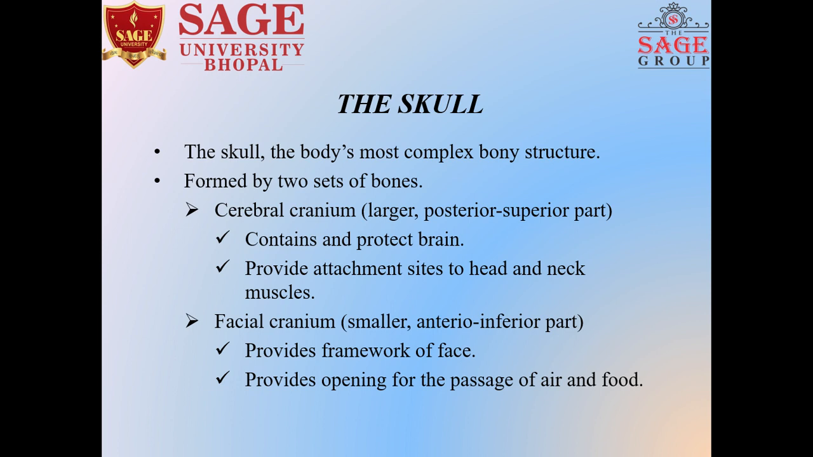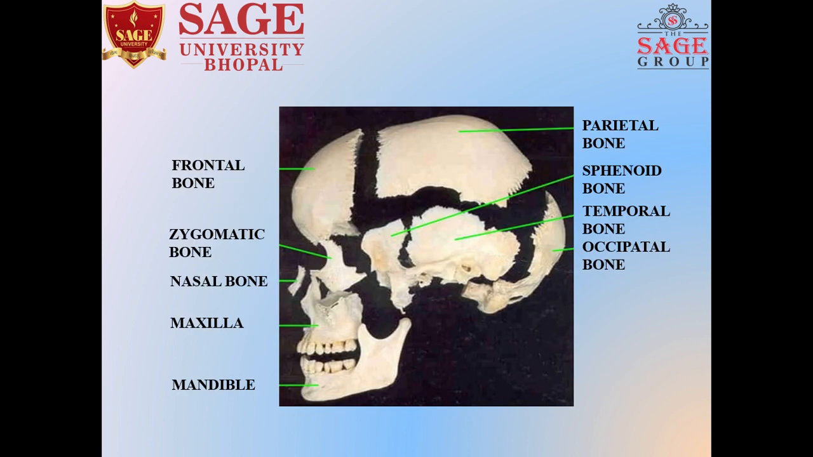The facial cranium is the smaller, anterior and inferior part. It provides the framework of the face and provides openings for the passage of air and food. This is the view of the human skull. It comprises two parietal bones, two sphenoid bones, two temporal bones, one occipital bone, one frontal bone, two zygomatic bones, one nasal bone, one maxilla and one mandible.